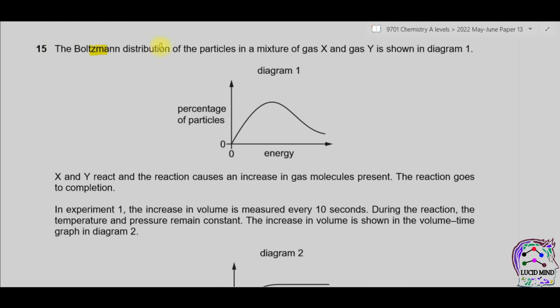Question 15. The Boltzmann distribution of particles in a mixture of gas X and gas Y is shown in diagram 1. We have the percentage of particles. This shows the hump having the maximum number of molecules, and on the x-axis we have energy. X and Y react, and the reaction causes an increase in gas molecules present. The reaction goes to completion. In experiment 1, the increase in volume is measured every 10 seconds, so we have the rate of reaction. During the reaction, the temperature and pressure remain constant. Now there is no change in temperature and pressure during the reaction. The increase in volume is shown in the volume time graph in diagram 2.